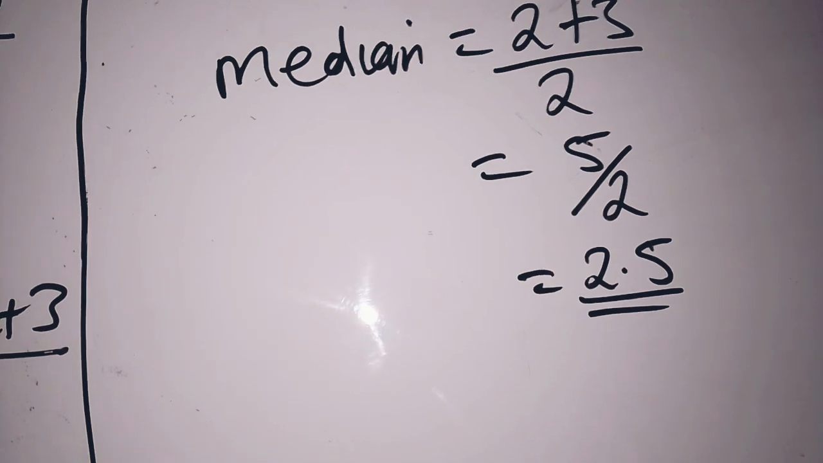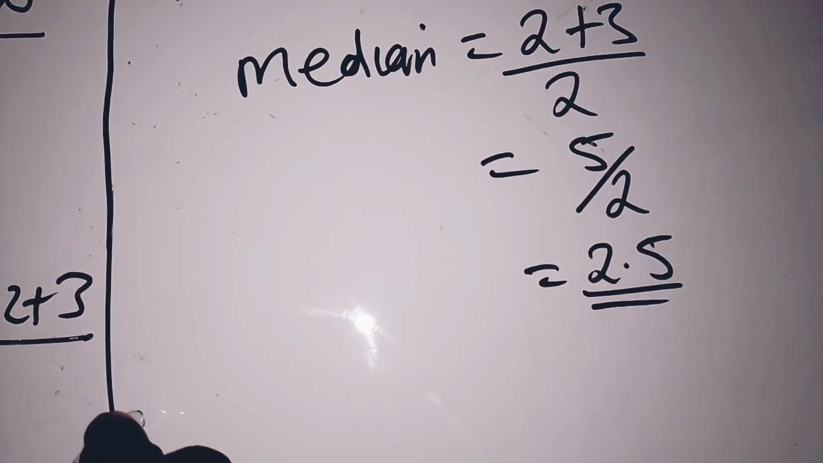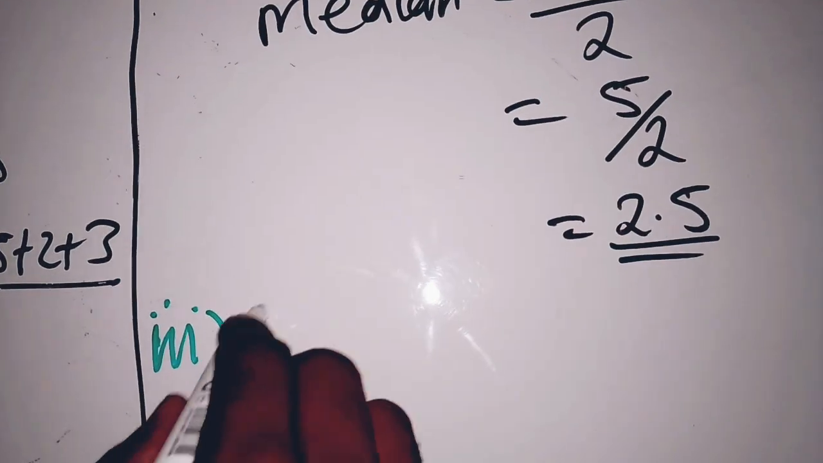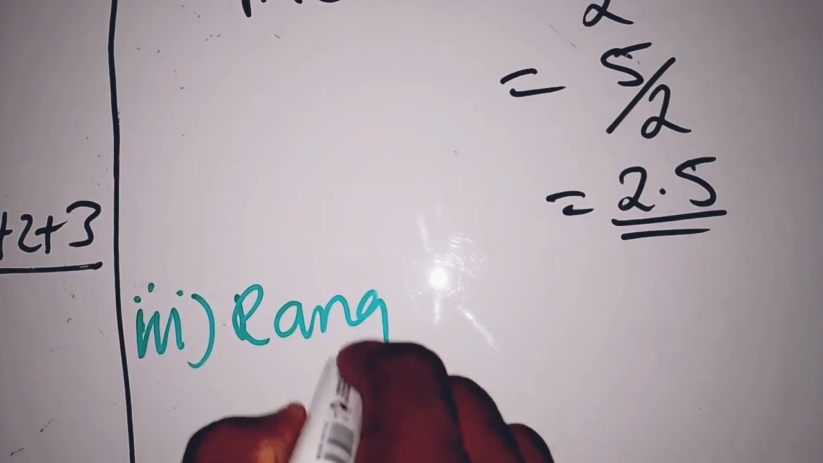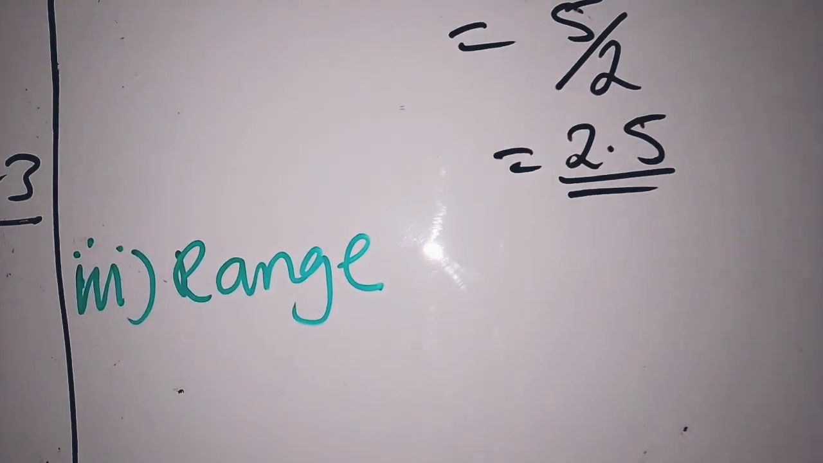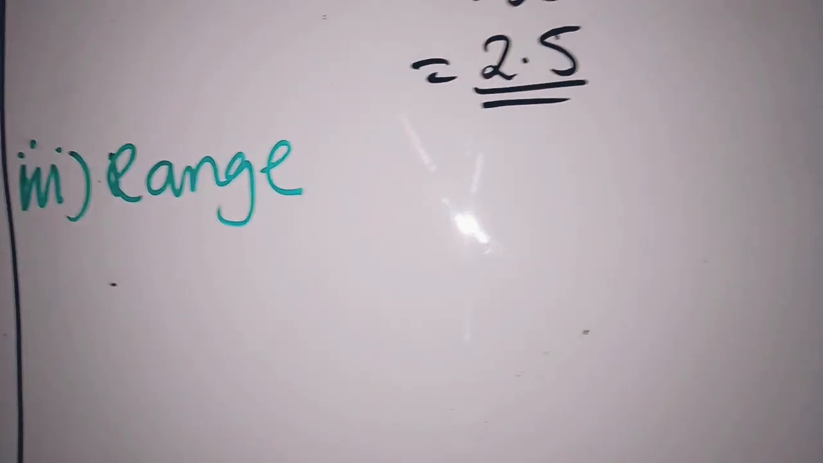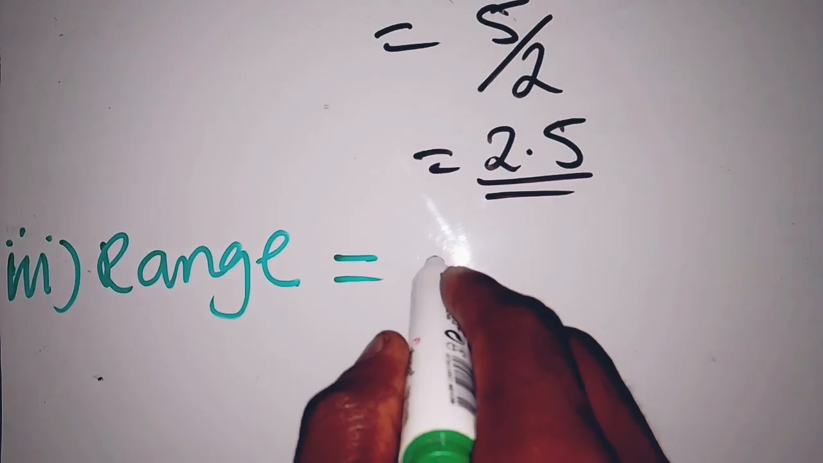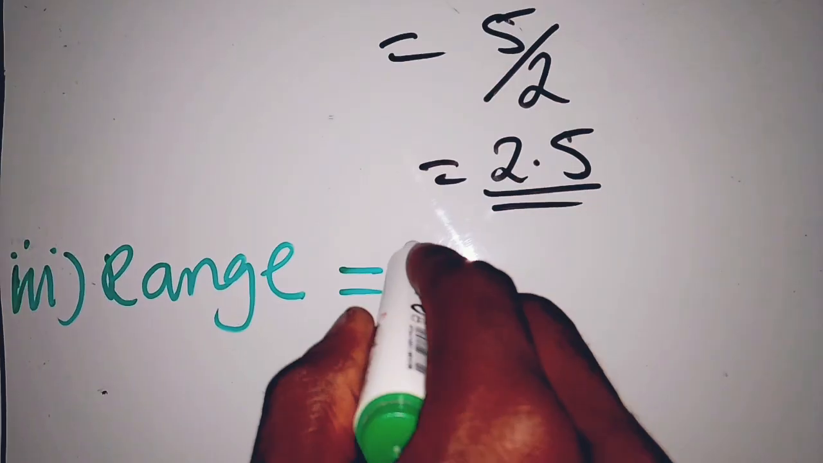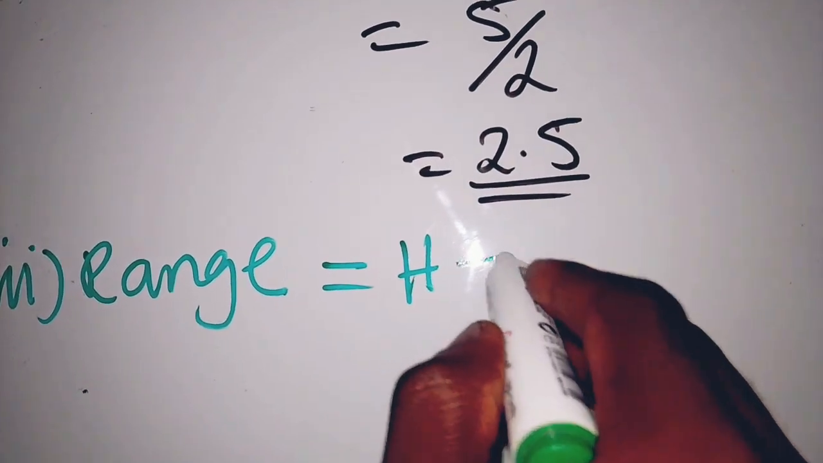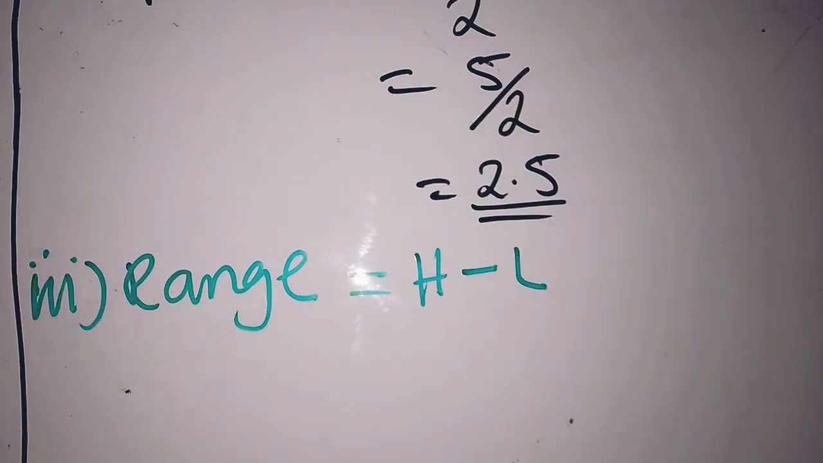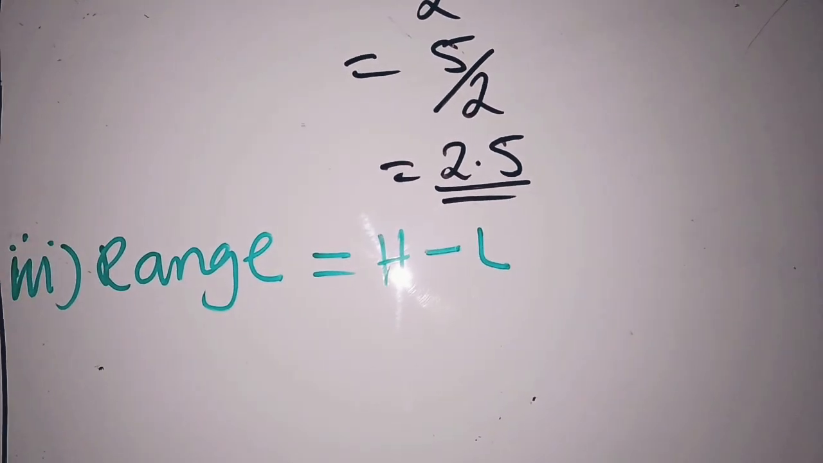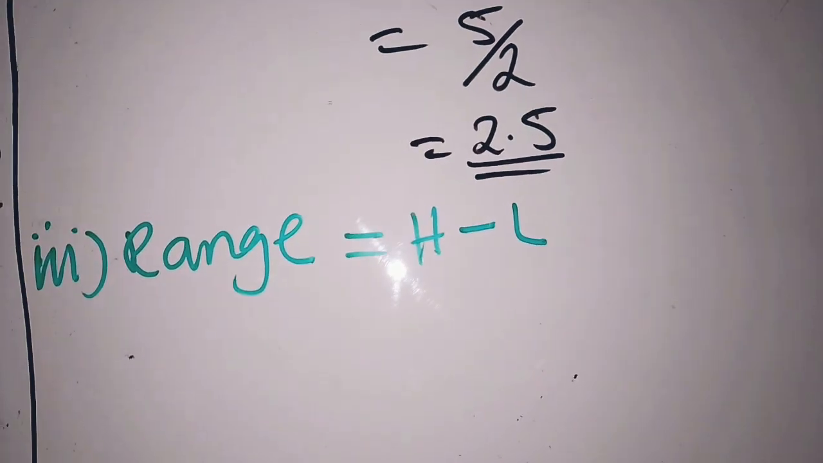So let's consider also now the range. How can we solve it? Simply, the range is the highest number, and you subtract the lowest. The lowest from the highest.